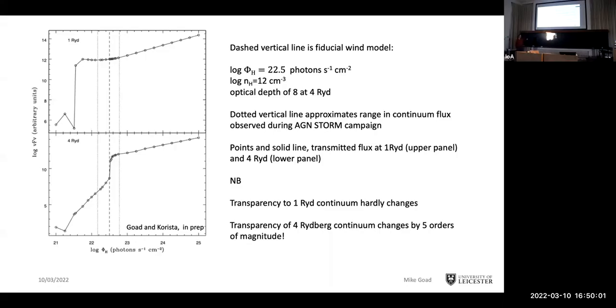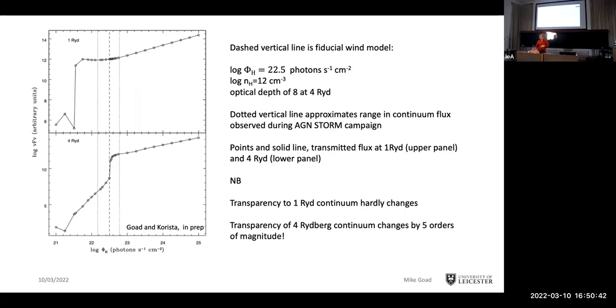So here you can see, for the range in continuum flux variations we see during the AGN STORM campaign, the 4 Rydberg continuum. So we can measure the transparency of our obscuring wind by tracking the 4 Rydberg continuum coming through it. It can change by 5 orders of magnitude over a very short range of continuum flux. And that's because of where these ionization fronts are sitting in this position. But as we've already seen, that same obscuring gas is transparent to the 1 Rydberg continuum. So I think you can see quite odd behaviour as you vary your continuum underneath your BLR.